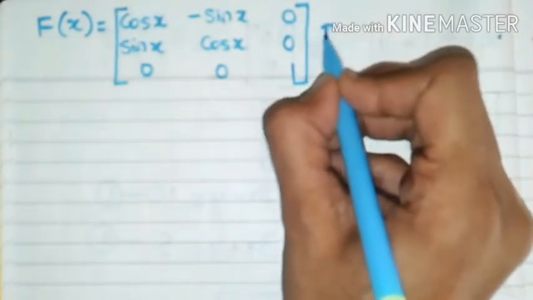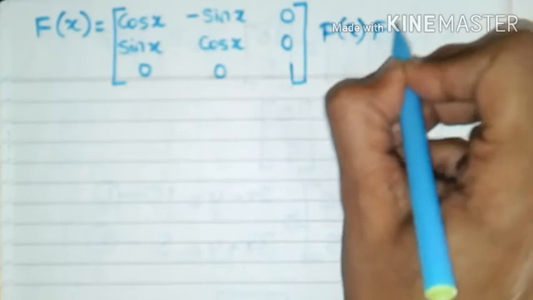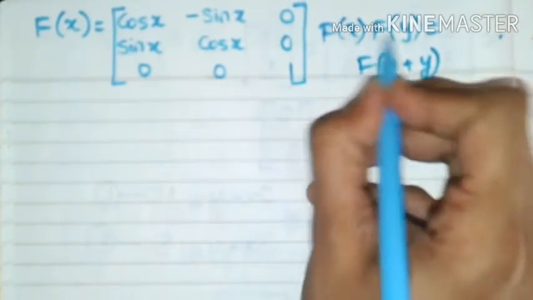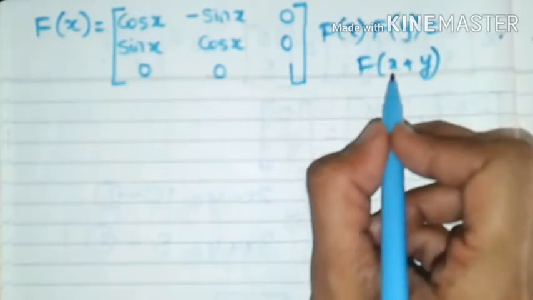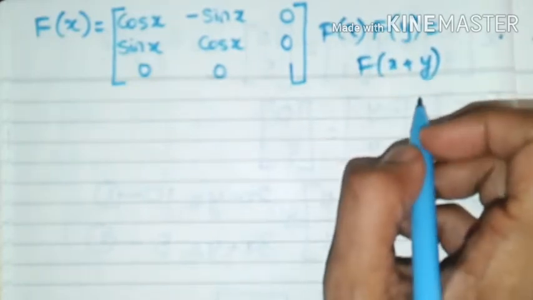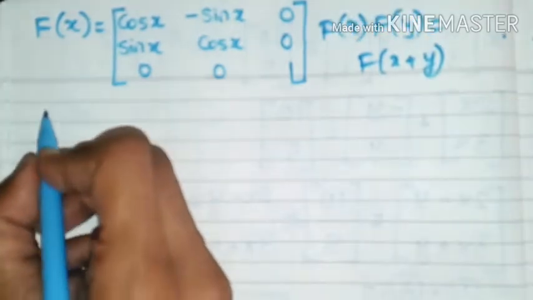So we have to prove that f of x into f of y is equal to f of x plus y. So we just have to multiply these two matrices and prove that it is the same as this matrix f of x plus y. So let's go ahead. First let us write down f of y.